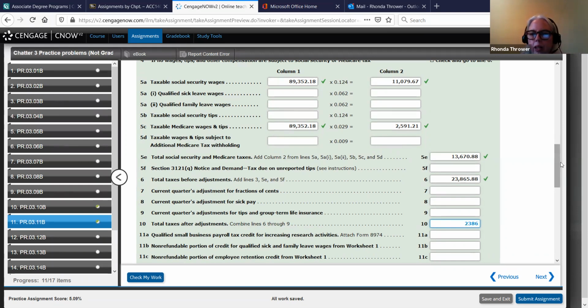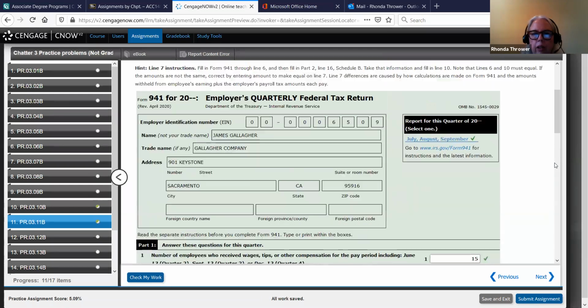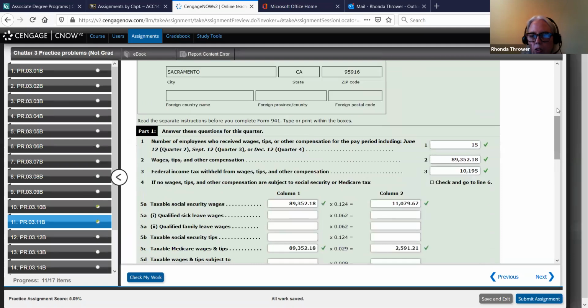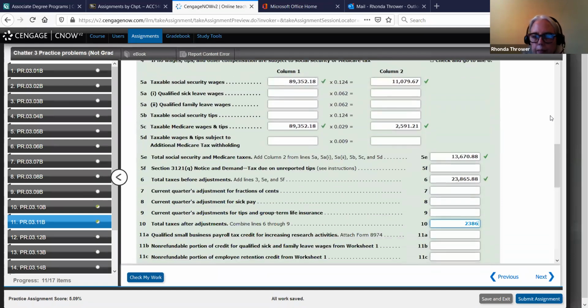23,865.92, and again, we're copying that amount technically from here into the form. That was a given amount that I put in there for line 10. Notice it does not equal what we have on line 6. So we have to adjust this to make it balance. In other words, we're going to force it to balance.